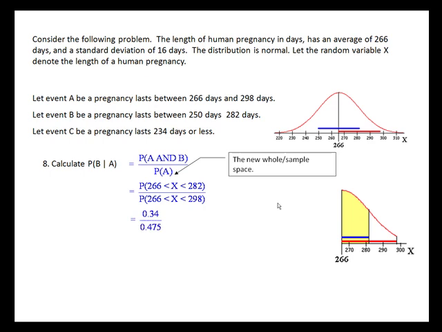Again, using the old sample space, the 34% stays the same, the probability of A and B, just like in the previous problem. But the probability of A between 266 and 298 days is half of 95%, since 298 is 2 standard deviations to the right. That gives me a probability of 71.58%, which you notice is different from the half we had before.